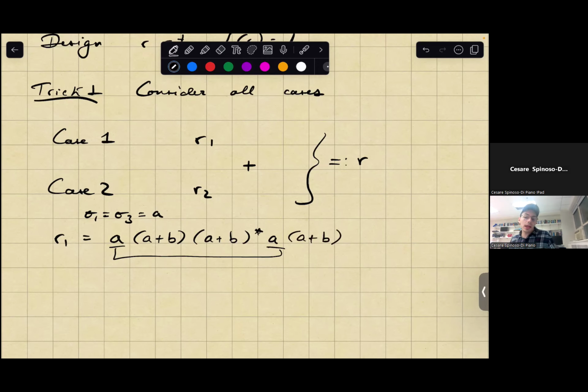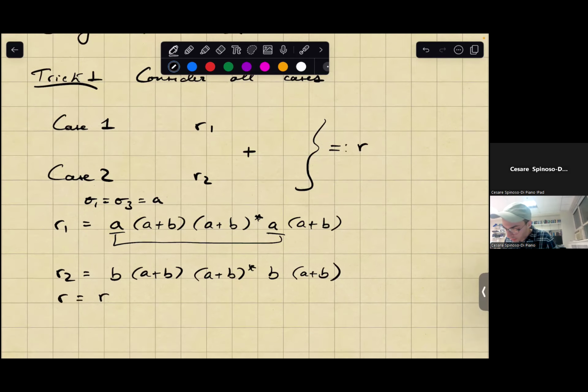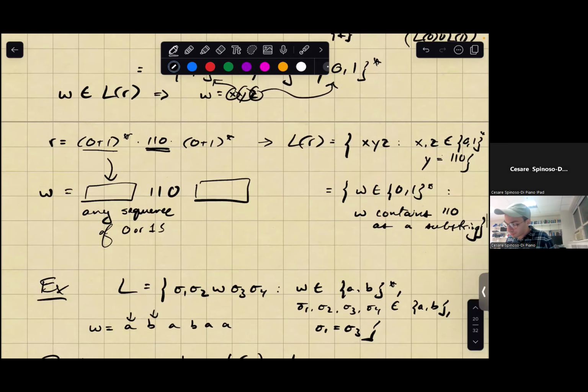Okay. And then I just do the same thing for R2. So for R2, this would be B, A or B, and so on. Nothing changes except for switching this A for B and switching this A for B. So that's what I do here. And the regular expression R is now equal to R1 plus R2. This is now the regular expression that represents the language I started with here.